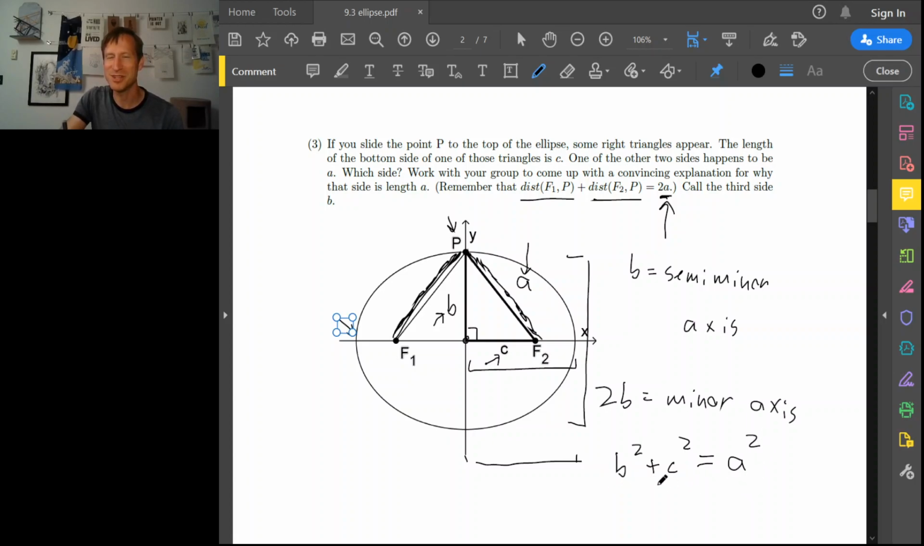It's a little funny to have the names for the sides set up this way so that a squared is by itself in the Pythagorean theorem. But if you just remember that a is the semi-major axis, which when you picture an ellipse, the semi-major axis is the longest piece, you won't get confused about which side is the hypotenuse in the Pythagorean theorem. All right.